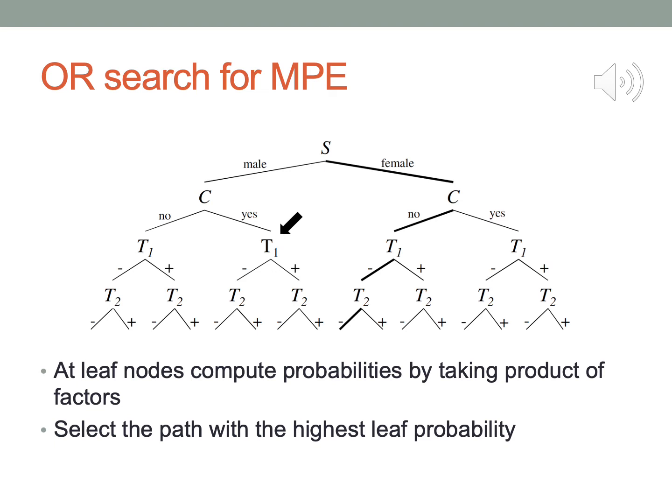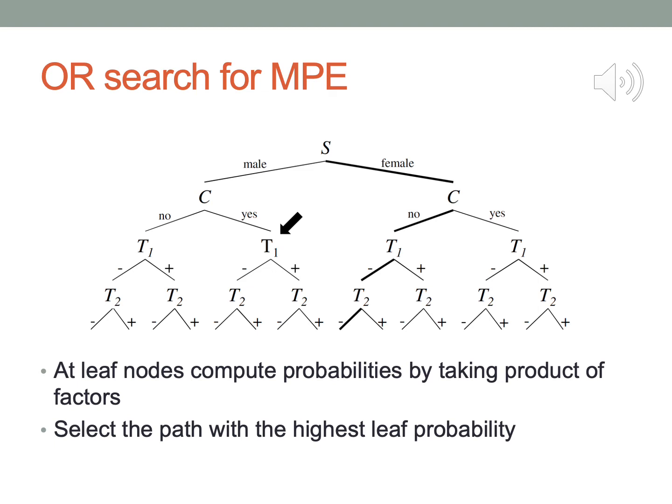Once you do that, the MPE probability is the leaf node with the highest value. Agree? And then the MPE tuple will be the assignment along the path from the root to the leaf, right? And that particular leaf having the highest probability, I should say.